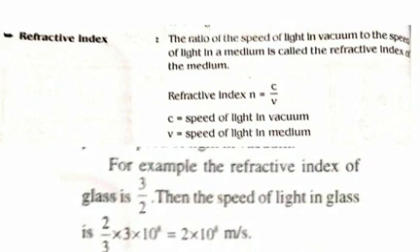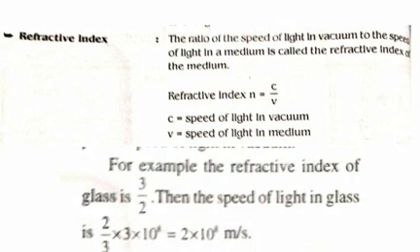For example, the refractive index of glass is 3/2. Then the speed of light in glass is 2/3 of 3 × 10^8 meters per second, which equals 2 × 10^8 meters per second. The refractive index of glass is 3/2. Then the speed of light in glass is equal to 2 × 10^8 meters per second.